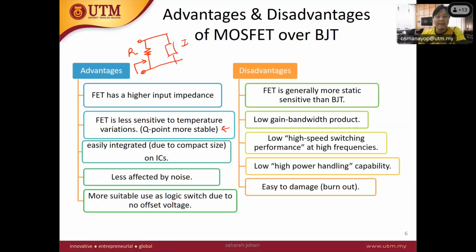And then the FET is less affected by noise. Noise is basically unwanted energy coming into our systems. Okay, noise signals can come from the connection of the device, the temperature, and outside energy. So the noise will degrade the performance of the device itself.